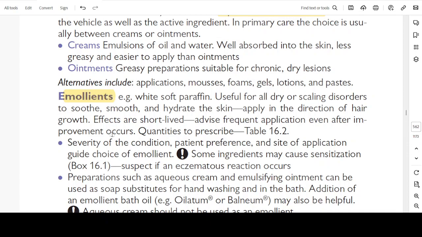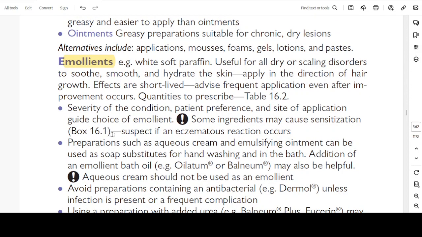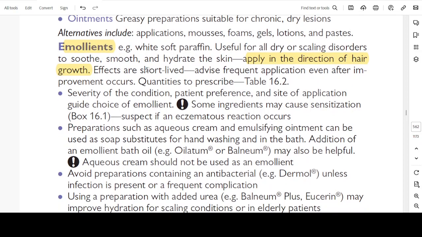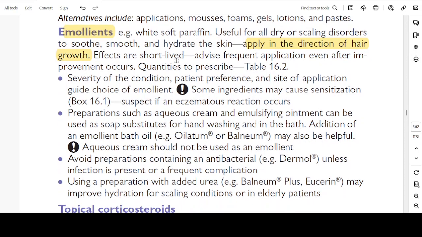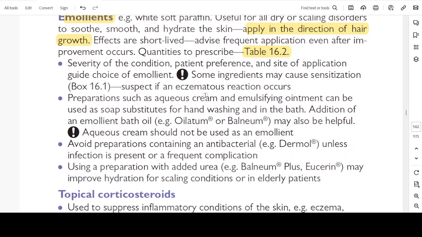Emollients. White soft paraffin is useful for all dry and scaling disorders to soothe, smooth and hydrate the skin. Apply in the direction of the hair growth. So there is one thing that has been specifically mentioned: when you are applying a moisturizer, apply in the direction of the hair growth, not against it. Effects are short-lived. Advise frequent application even after improvement occurs. Quantities to be prescribed are given in Table 16.2, according to the severity of the condition.